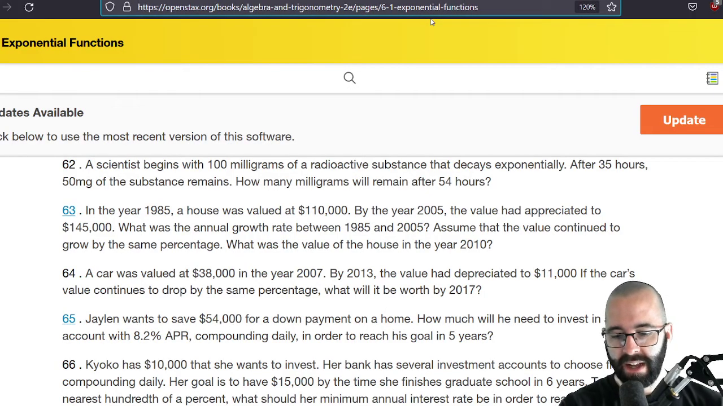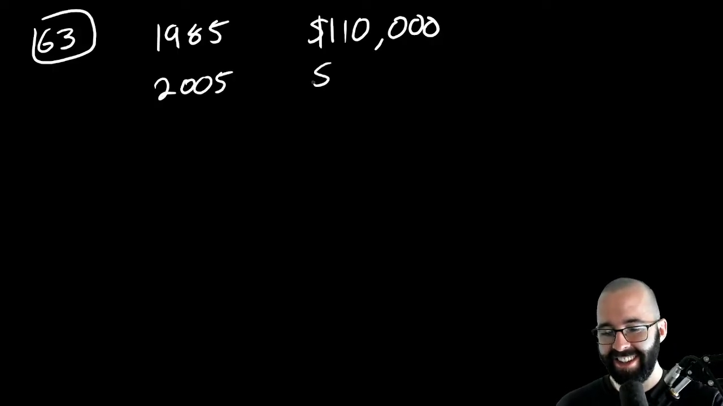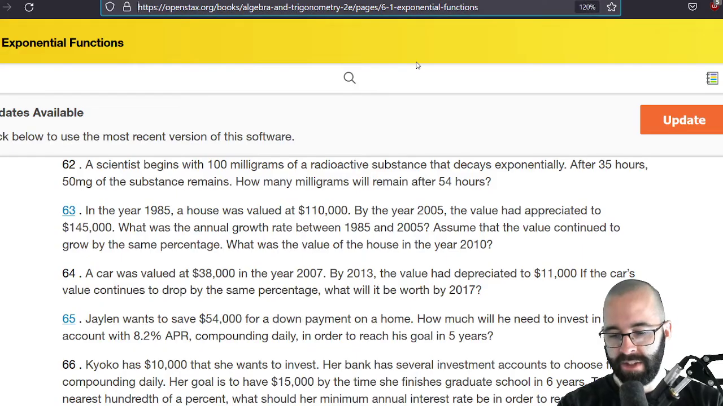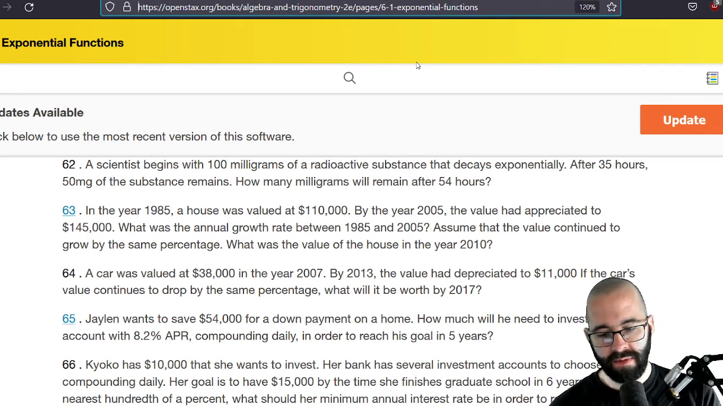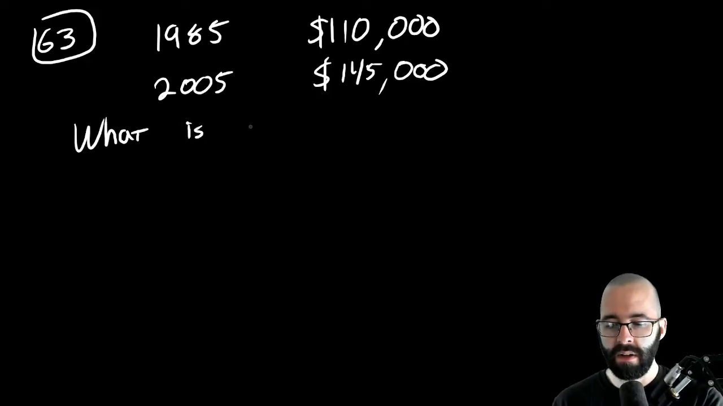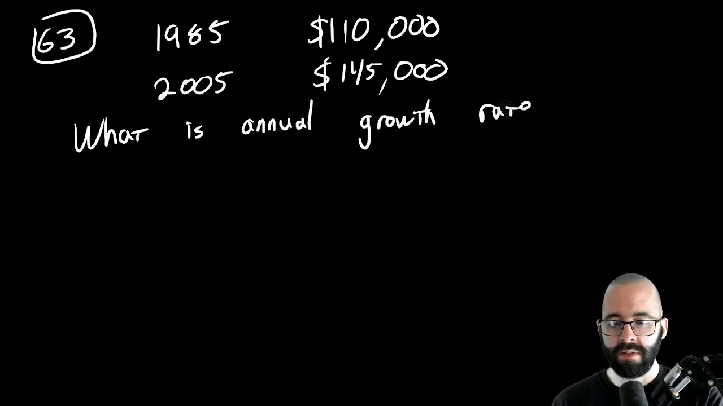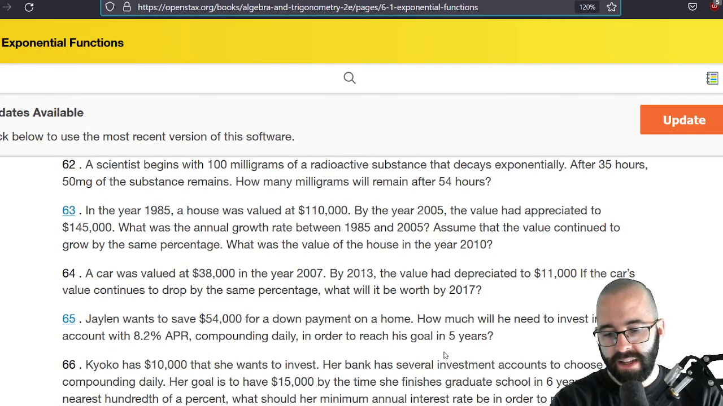By the year 2005, it was $145,000. Oh no, these are old prices. And the question is, what's the annual growth rate between these 2 years? Exponential growth. So that's the first part, was the annual growth rate. And the second is, what was the value of the house in 2010?